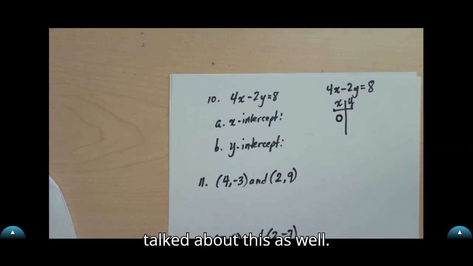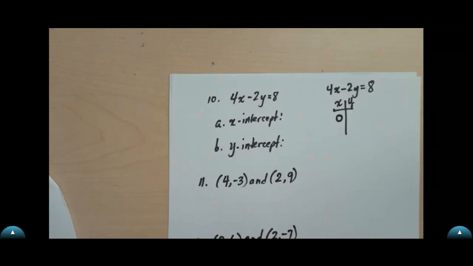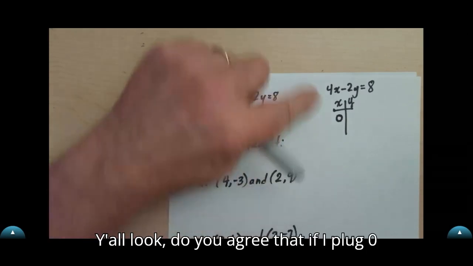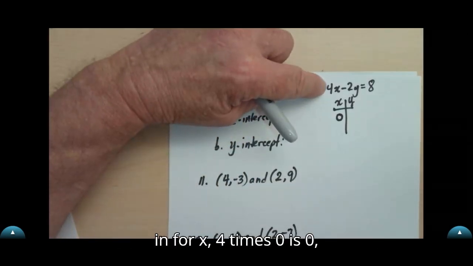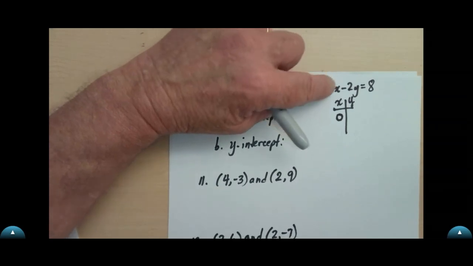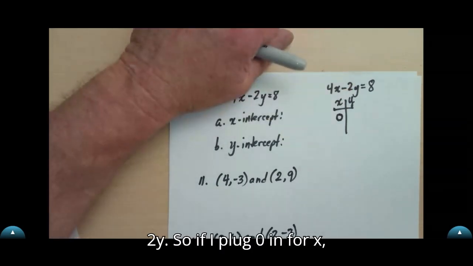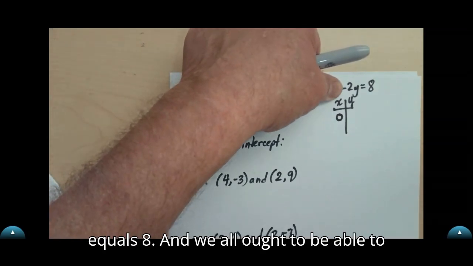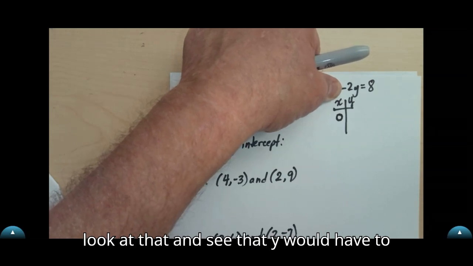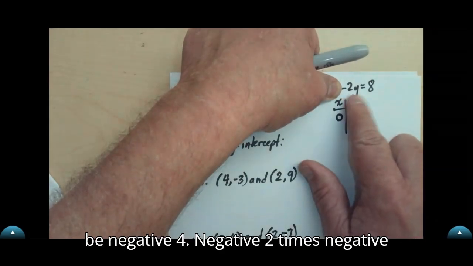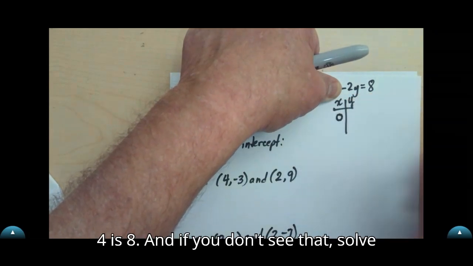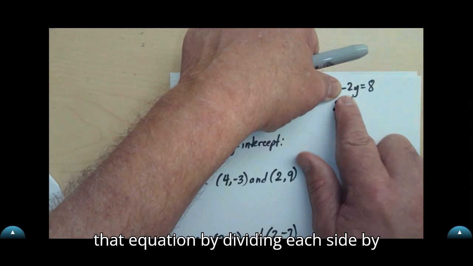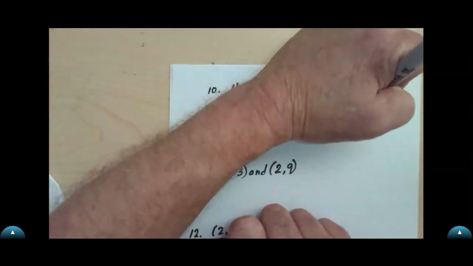We've talked about this as well. -4, right? Y'all look, do you agree that if I plug 0 in for x, 4 times 0 is 0? And 0 minus 2y is just minus 2y. So if I plug 0 in for x, this equation just becomes -2y equals 8. And we all ought to be able to look at that and see that y would have to be -4. -2 times -4 is 8. And if you don't see that, solve that equation by dividing each side by -2. And you literally get y is -4.